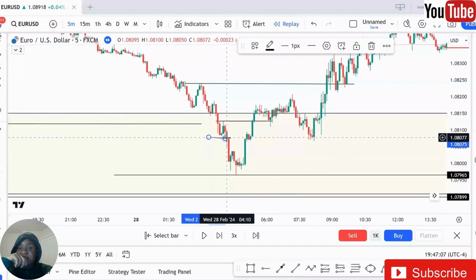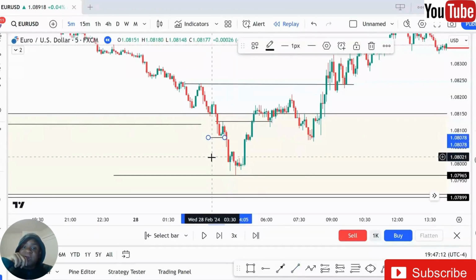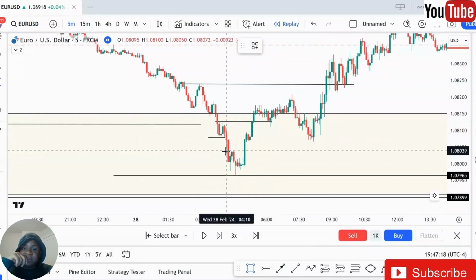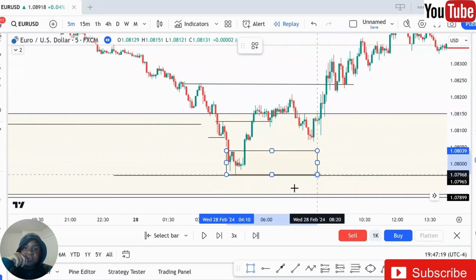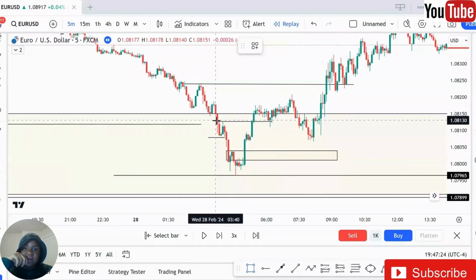This is how you people get a lot of entries. They'll tell you they had 1 to 10 or 1 to something, blah blah blah. Well, this is how they do it. This is a mitigation block. Then use your rule. Is there a mitigation block? No. Is there a breaker block? Yes, here. I can mark this as my breaker block.